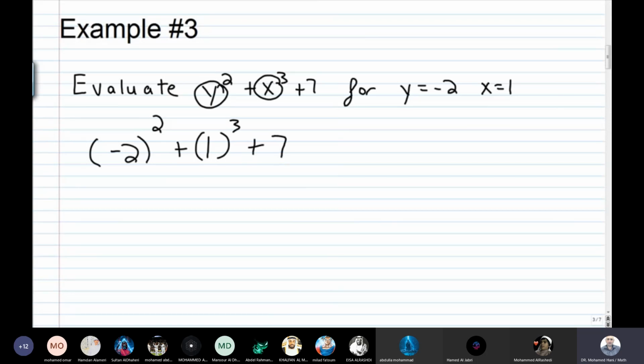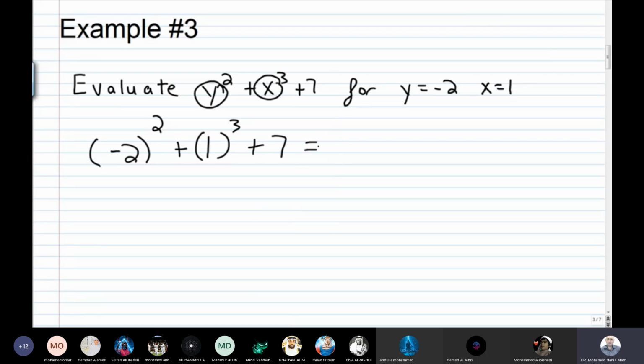So let me just explain real quick why negative 2 is inside of parentheses. Here we're asked to evaluate y squared plus x cubed plus 7 for y equals negative 2, x equals 1. So if y is equal to negative 2, and I want y to be squared, that means I want this number, negative 2, the negative and the 2, to be squared, right? So whatever y is, and in this case it's negative 2, I want that to be squared. So that's why I have parentheses around negative 2.